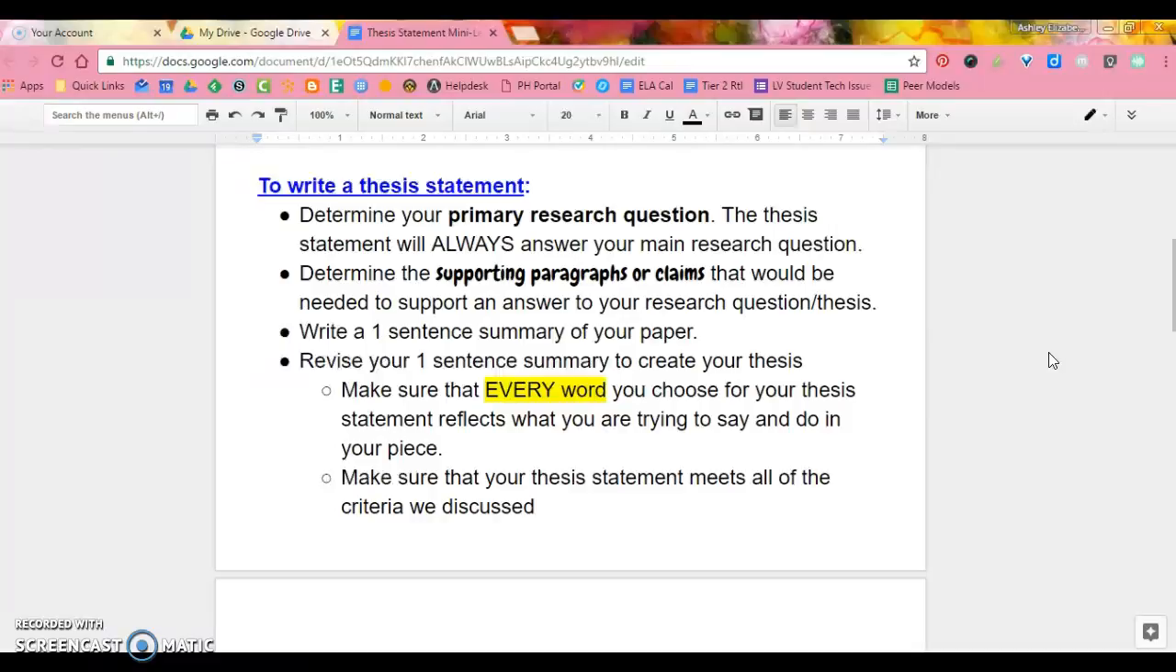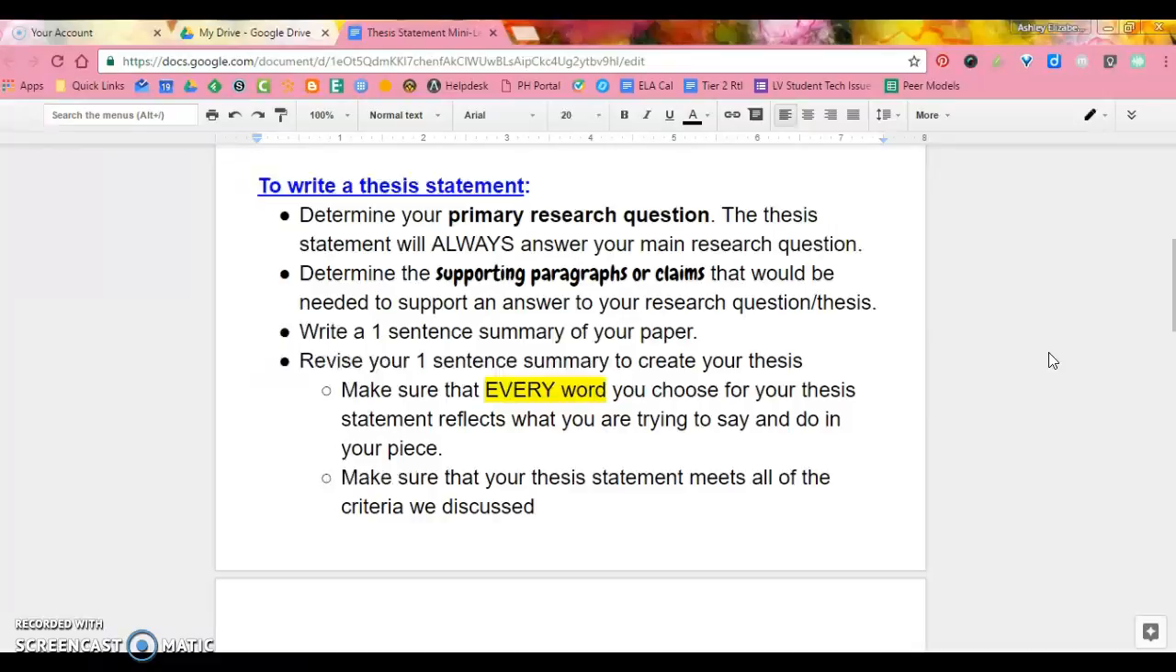A one-sentence summary doesn't have to be perfect, and it's going to be a really good starting point to writing a thesis statement. Then the last step to writing a good thesis statement is to revise that one-sentence summary and create your thesis. As you're wordsmithing your thesis statement, you're going to make sure that every single word that you choose reflects what you're trying to say and do in your piece. We want to stay away from any vague or confusing language or non-specific language because you want to make sure that it's a very clear roadmap to where you're going to go in your piece.